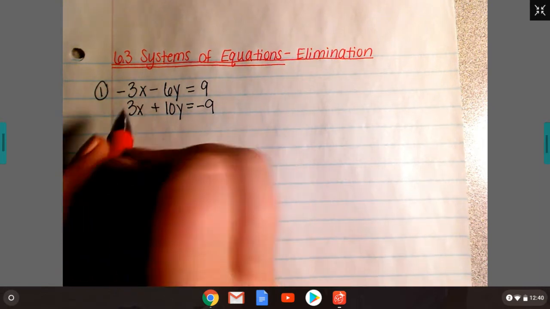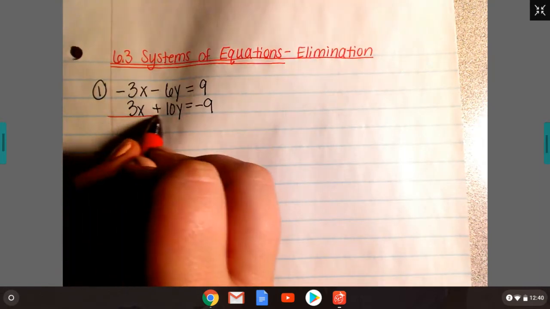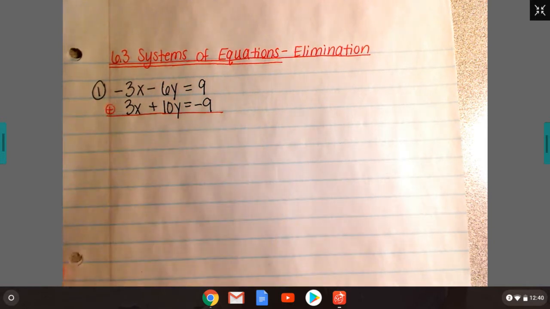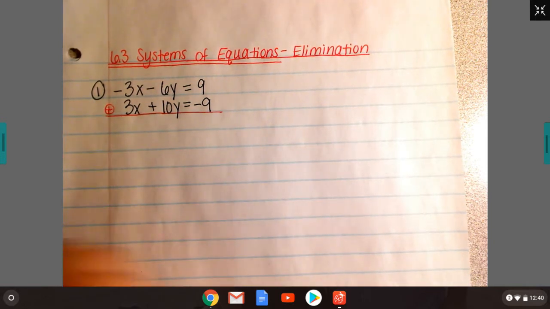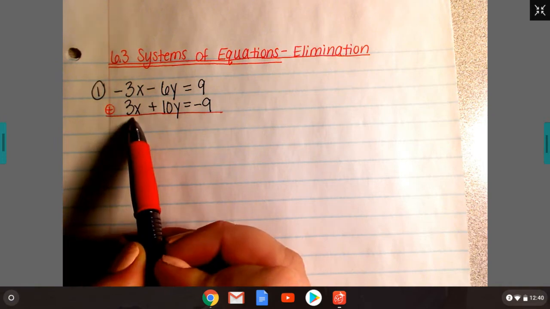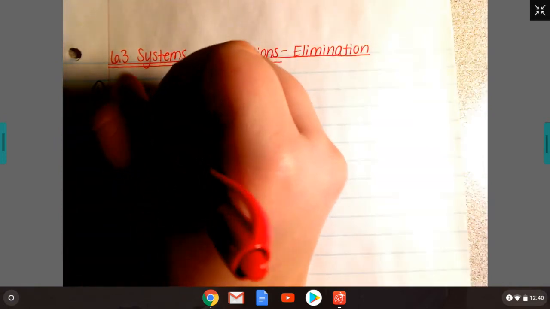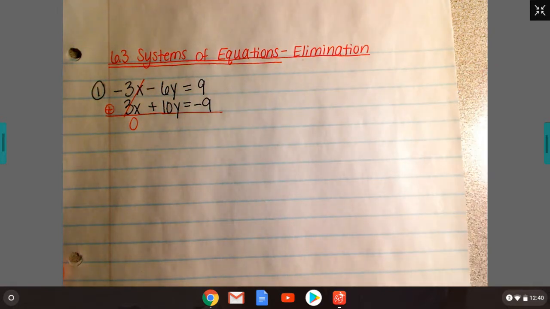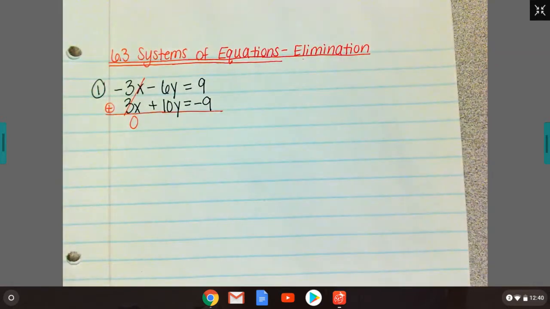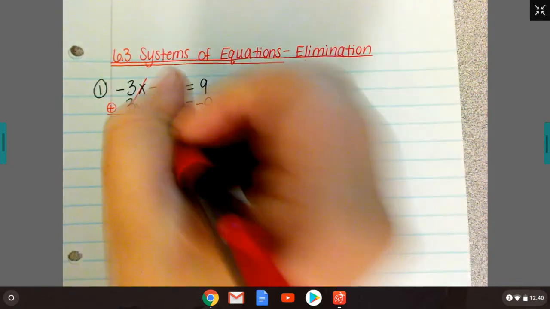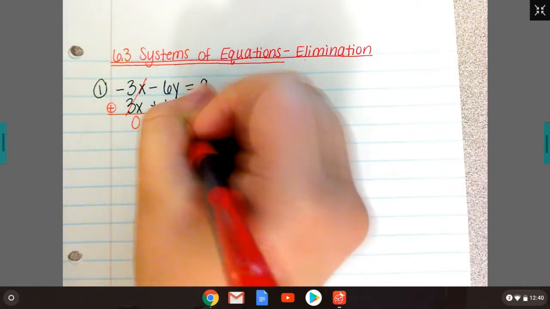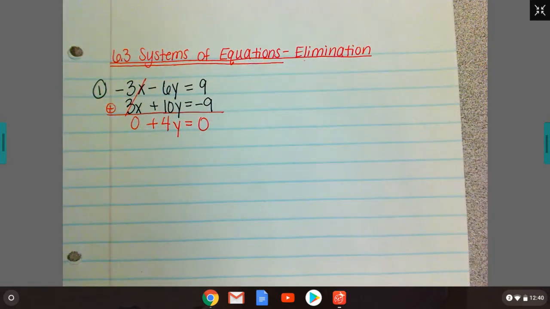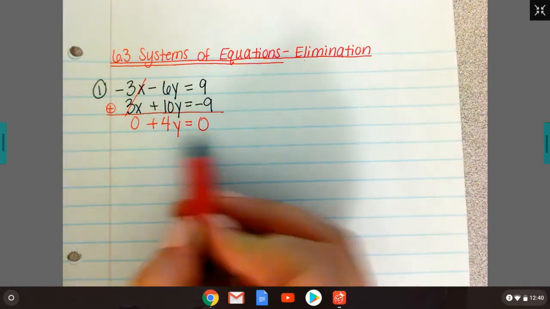So what's kind of cool is we're going to take these two equations and add them to each other, which looks a little bit strange at first, but we're just going to add component-wise. So negative 3x plus 3x goes away. That's 0. So those guys canceled or eliminated. And then negative 6y plus 10y is positive 4y. And 9 plus negative 9 is 0. From here, I've got 4y equals 0.